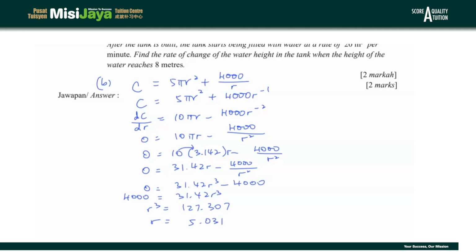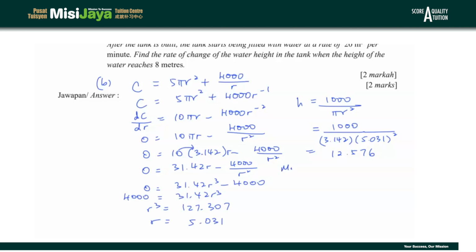So next is we're going to find what is our h. Okay, so just now in the working for A, our h is 1,000 over pi r square. So we're going to substitute inside our r value that we have found. So 1,000 over, so this pi you can use 3.142 and then times with r square. R is 5.031 whole thing square. Okay, then we will get 12.576.